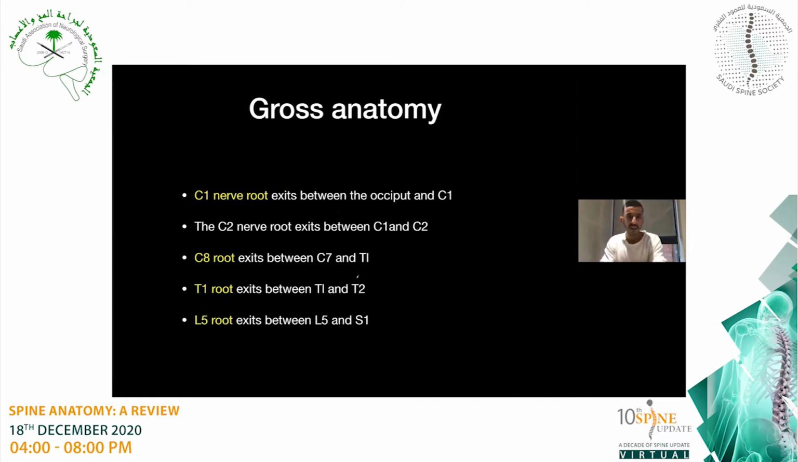For the nerve roots, as you know, the C1 nerve root exits between the occiput and C1, and C2 between C1 and C2, down to C8. C8 exits between C7 and T1, and after that each root exits underneath its pedicle, so the T1 nerve root exits underneath the T1 pedicle, down to L5. So the exiting nerve root is underneath the pedicle.